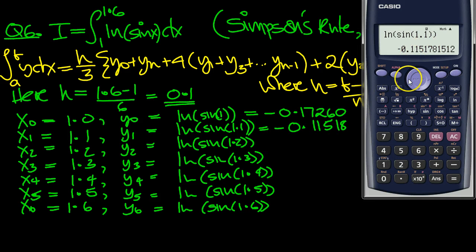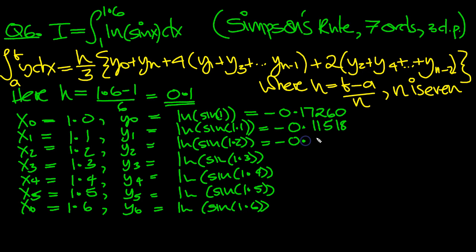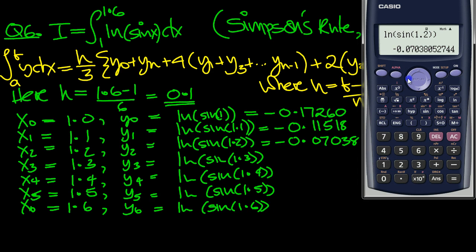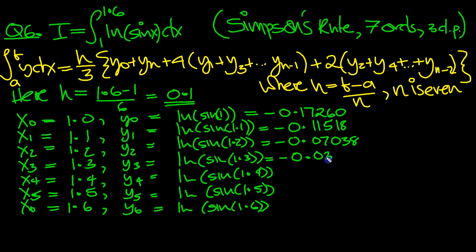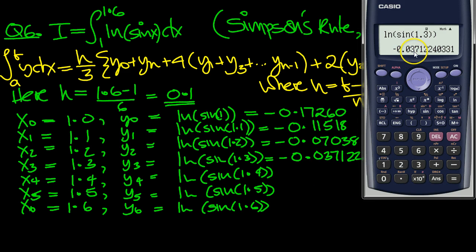And then the next one, 1.2: minus 0.07038. Then 1.3: minus 0.03712.